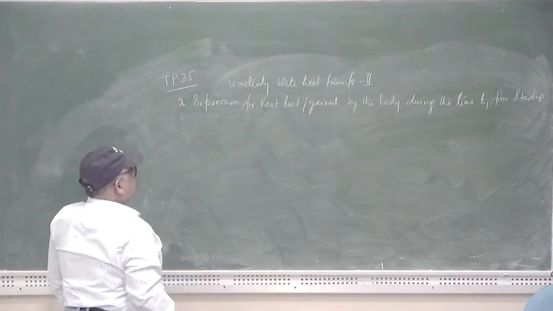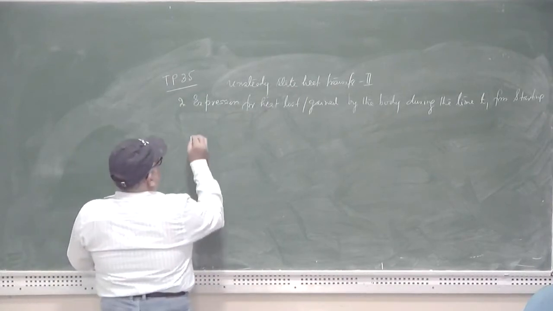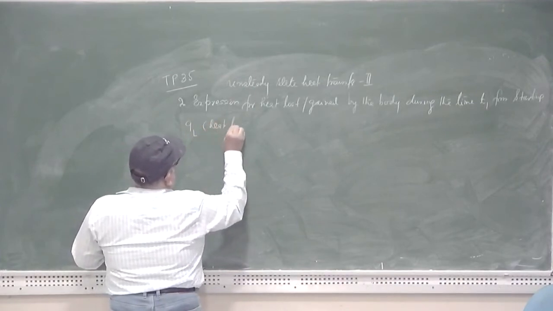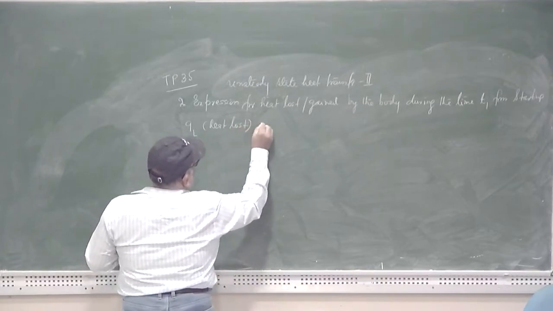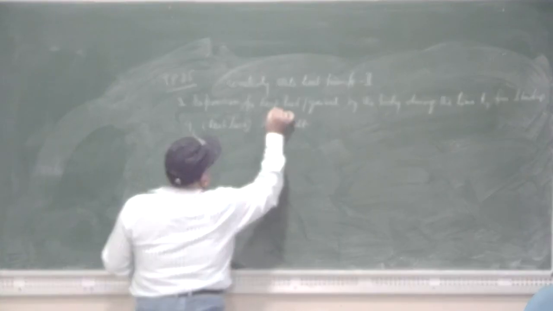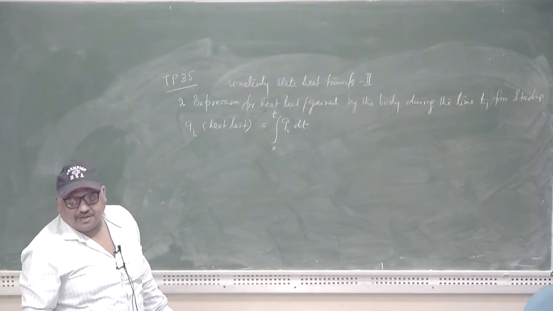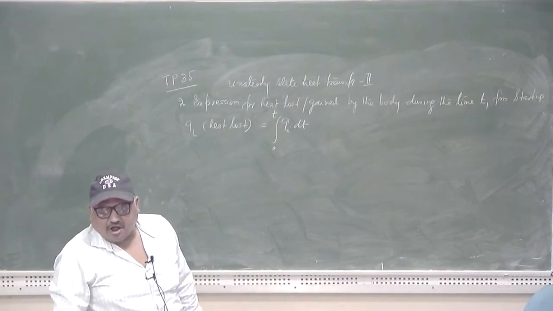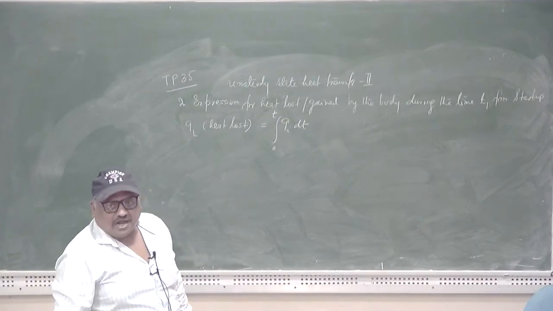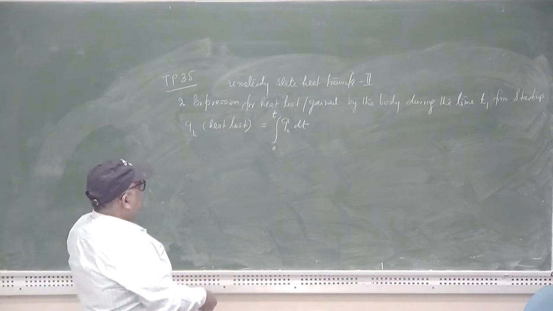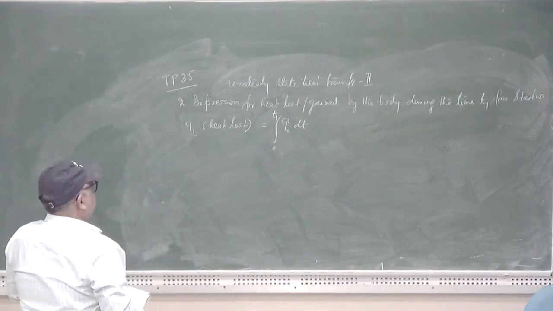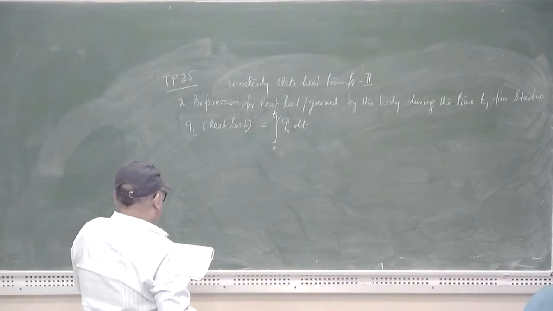So for this, let us suppose QL, I am assuming this is heat lost, that can be quantified as the integration of the instantaneous heat QI into dt from 0 to t. This is the basic philosophy behind the calculation of the heat lost by the body during the time T1 from the starting. So 0 to T1. When you evaluate this expression, we will get an expression for the quantity of heat lost.